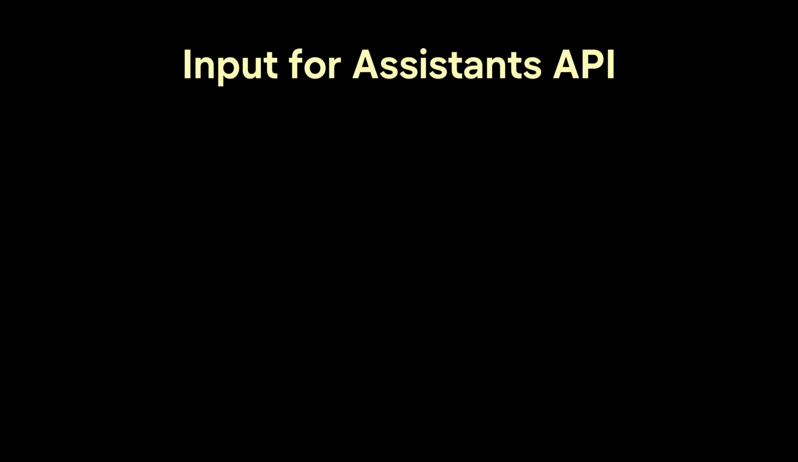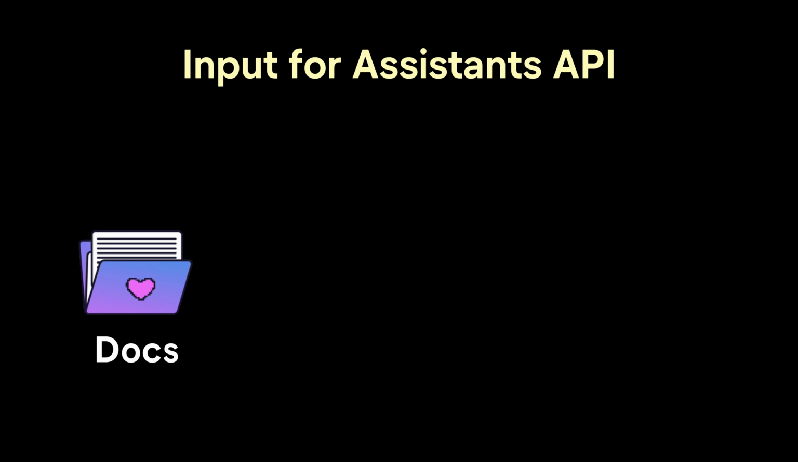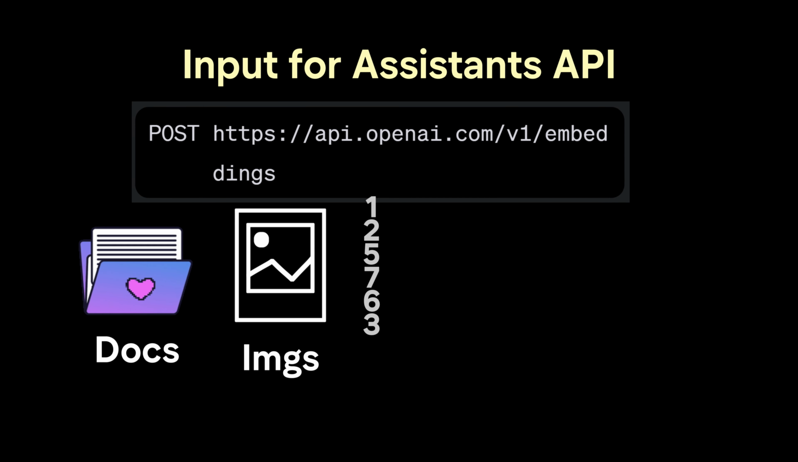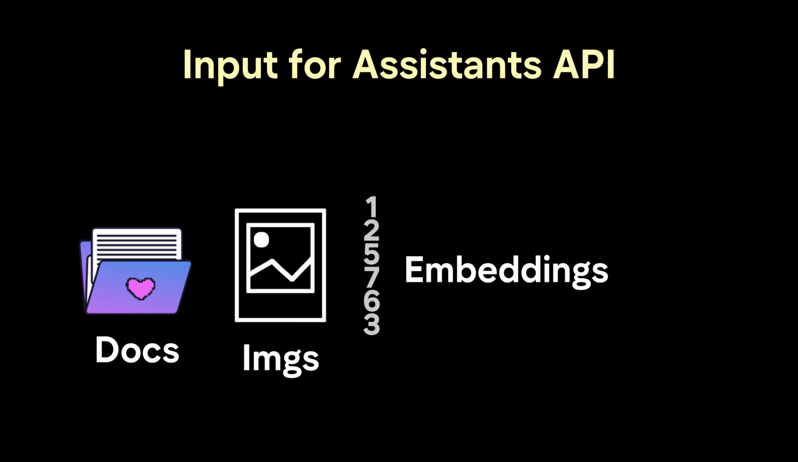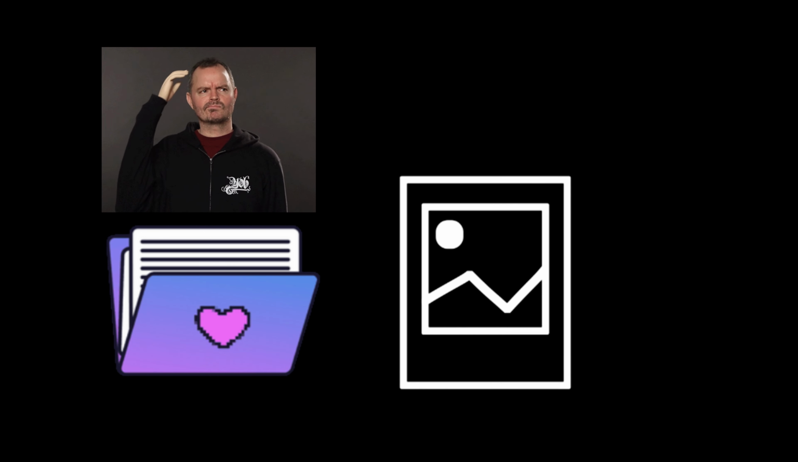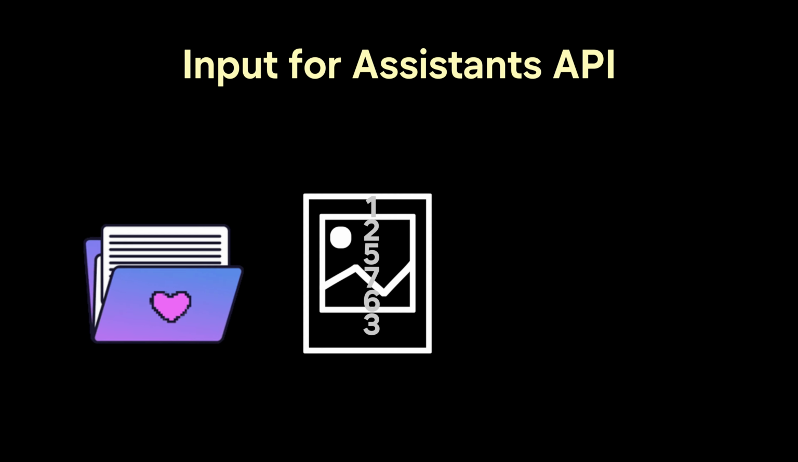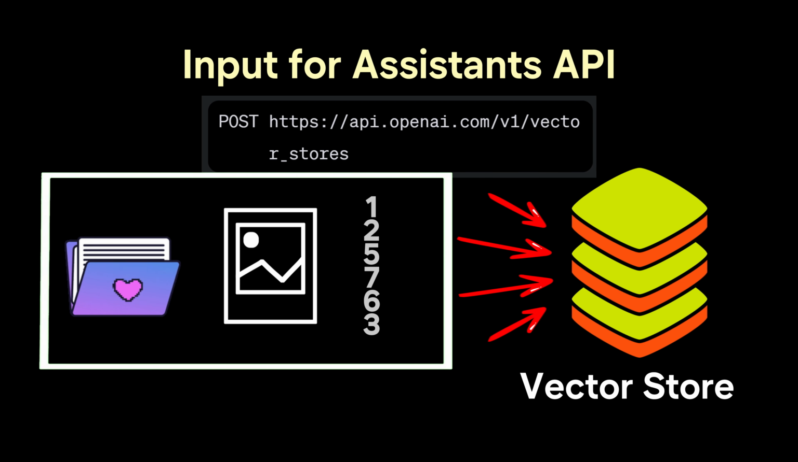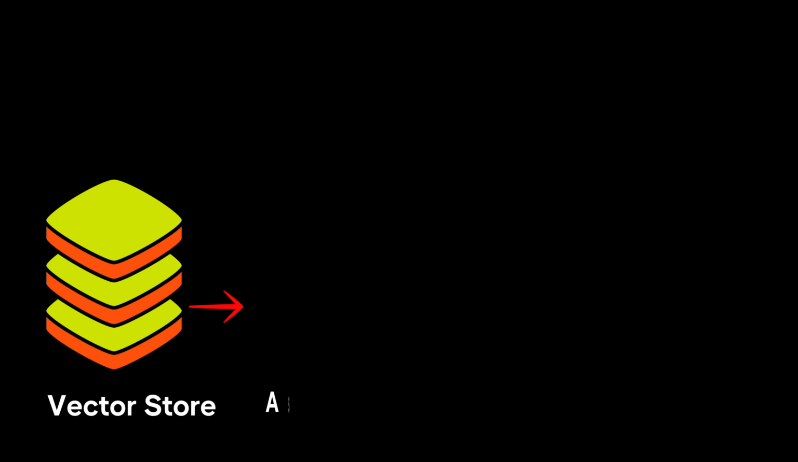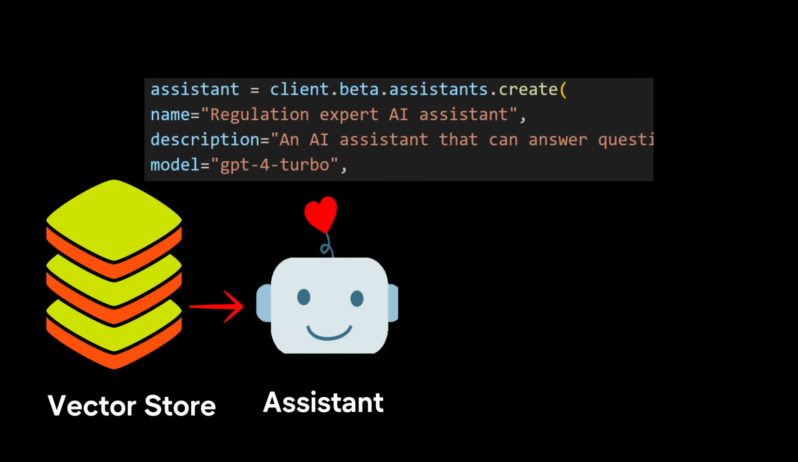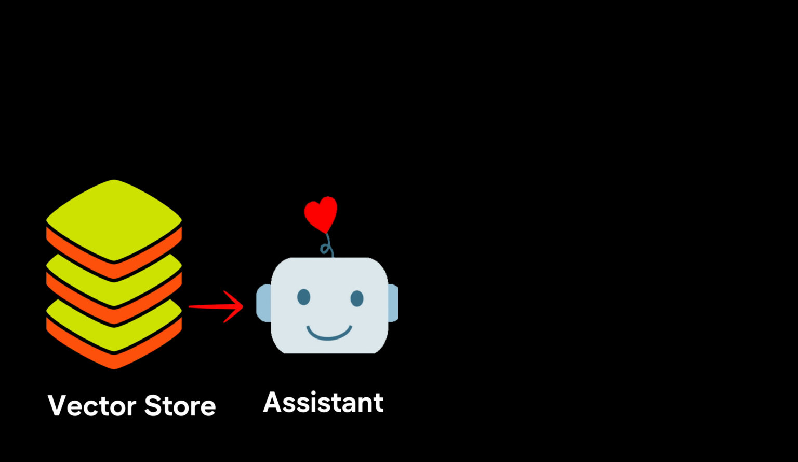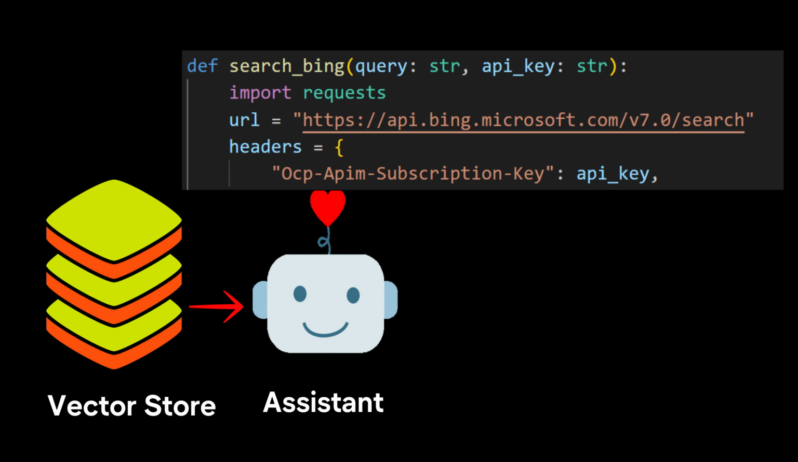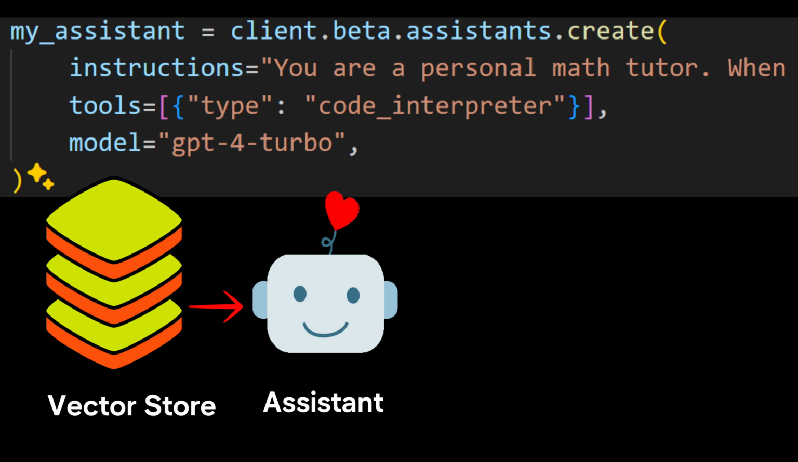Starting with the input, Assistants API ecosystem has multiple input endpoints for documents, for images, and for embeddings. But what if these inputs are huge? In that case, one or more of the inputs can be combined into a vector store. These inputs are then connected to an assistant. The assistant can be configured with various tools, file search, internet browsing, or code capabilities.